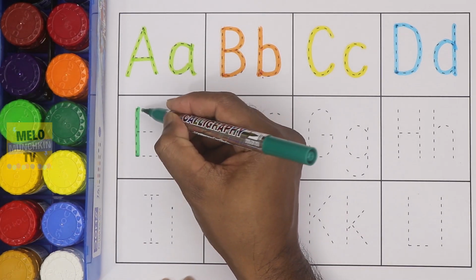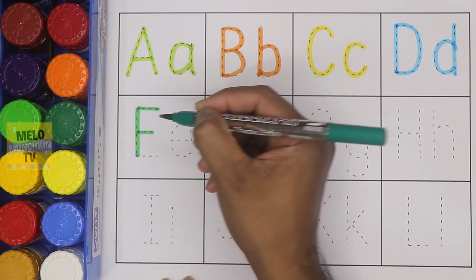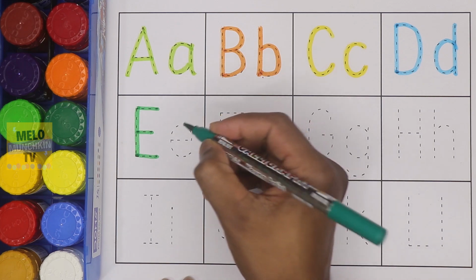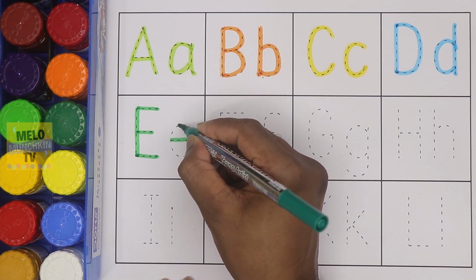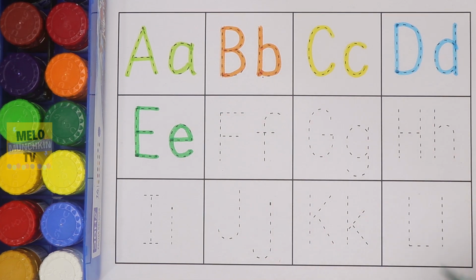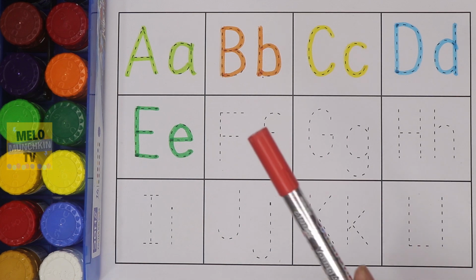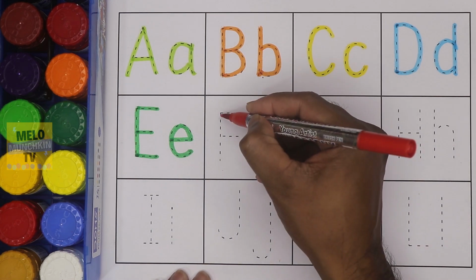Next I'll choose dark green color and write the letter E. This is capital letter E. E for elephant. This is small letter E. E for elephant.